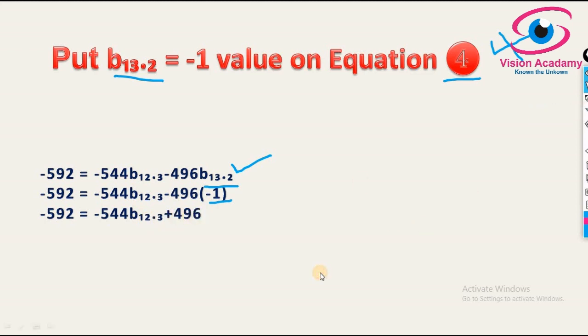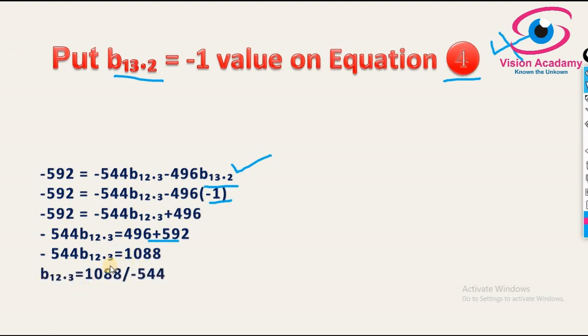Let us derive the next simplification. So 592 is taken across the equals sign. Now it has changed its sign. So 496 plus 592. So we got minus 544 B12.3 is equal to these two values added, that is 1088. So now I can take B12.3 outside and divide, so that I can obtain one more value.